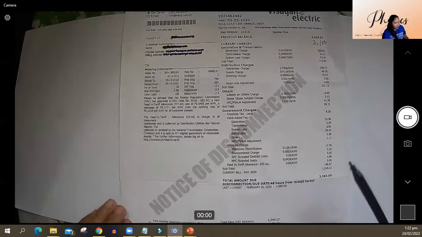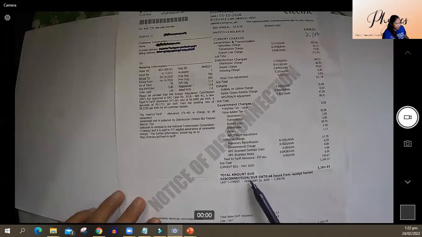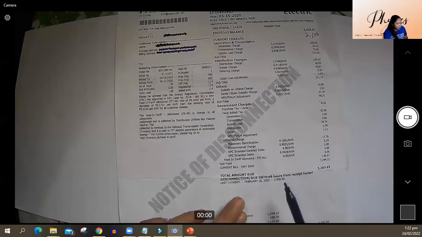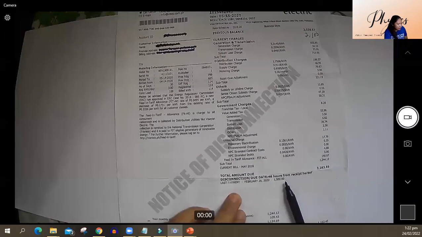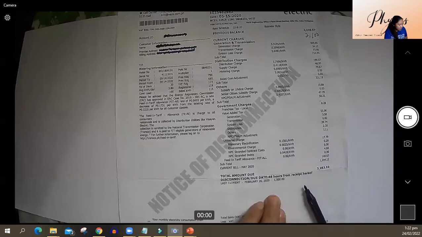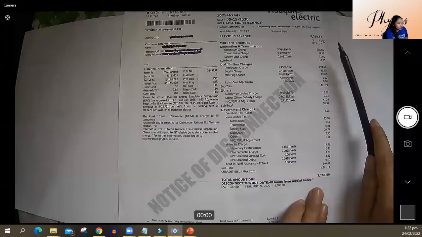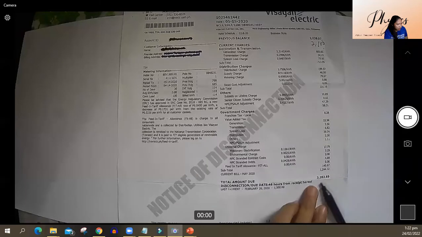And by the way, notice that it will also show the total amount due, and it will give you the date of your last payment. It will also give you the sum of the previous balance and the current balance, which is this one.